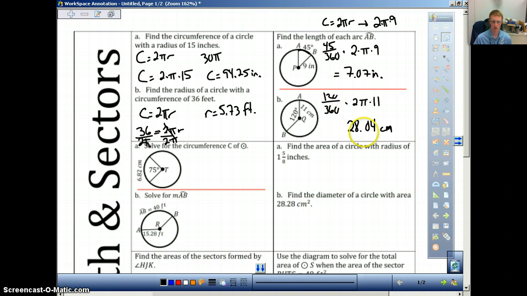Again, you should have gotten 28.04 centimeters for the arc length of AB from here to here. How did we get that? We did 120 over 360. That gives us what portion of the circle we're taking up. And we multiply that by the circumference, which is 2 pi times 11. You get 28.04. And that's it for this video.